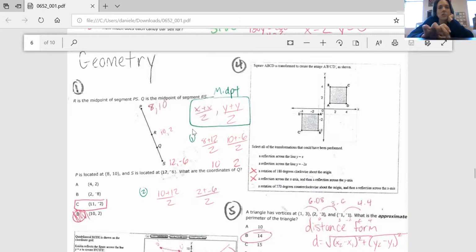So the first step you would need to do is to find point R by finding the middle of 8, 10 and 12, -6, and I get 10, 2. But if I read carefully, I'm supposed to be finding Q, which is the middle of these. I know the middle of 10 and 12 is 11, so I can stop right there and pick C.